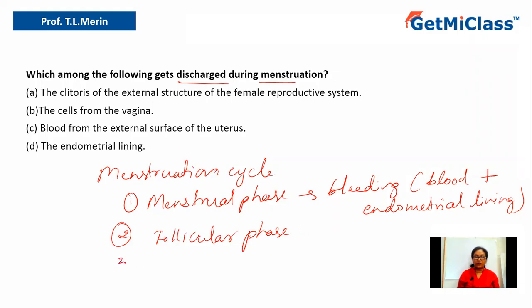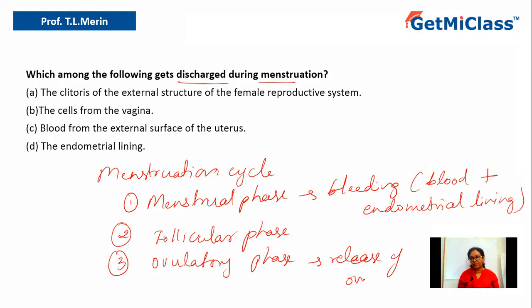And after the follicular phase, there is the ovulation phase, or ovulatory phase, where the release of the ovum occurs. And further, you have the 4th phase, which is called the luteal phase, where there is formation of the corpus luteum from the ruptured Graafian follicle, and the corpus luteum is the one which will produce progesterone for further construction of the endometrium, which was lost during the menstrual phase. So let us look at the options.